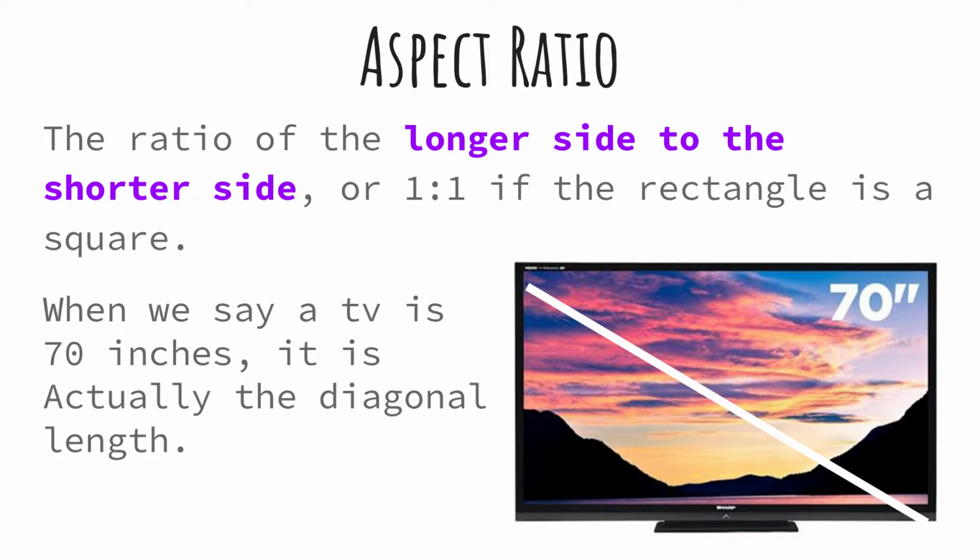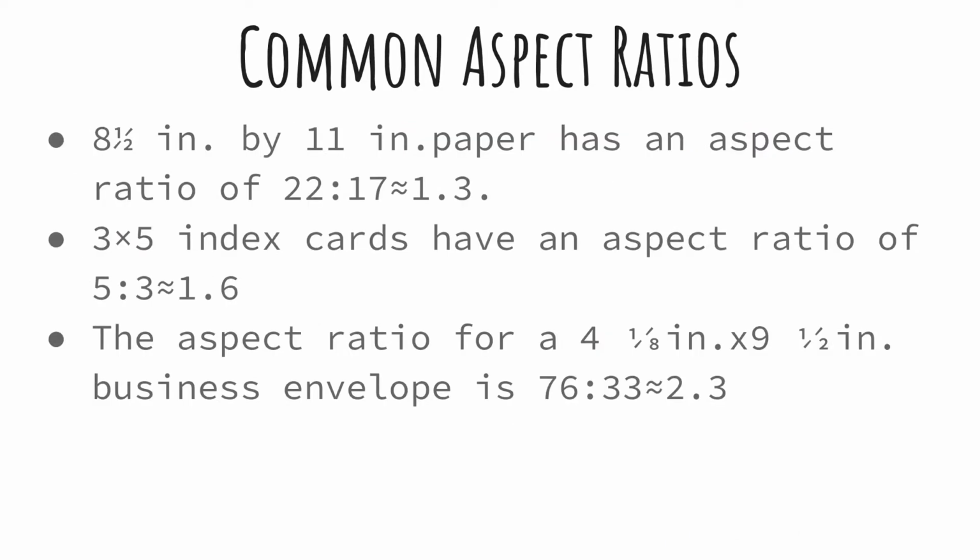But when we say a TV is 70 inches, so when you go to the store and you buy yourself a 70-inch TV, it's actually the diagonal that's 70 inches and not the length or the width. So we're going to take this into consideration when we're trying to find the length and the width of this TV. Some common aspect ratios are an 8.5 by 11 inch paper.